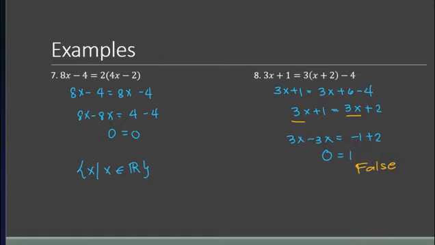That means you cannot have an x that will make these two equal. Since you cannot have an x, your solution set would be the empty set. Or you can just write it in words, sometimes they just put it as no solution. So those are your options.